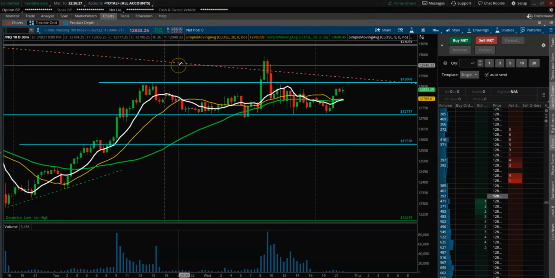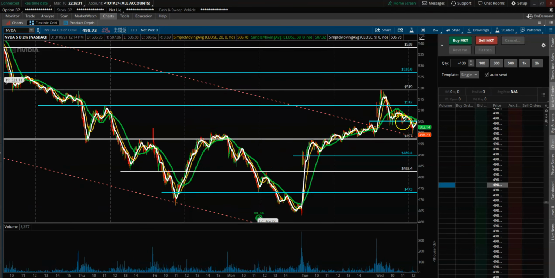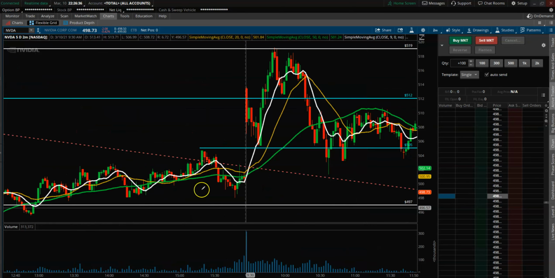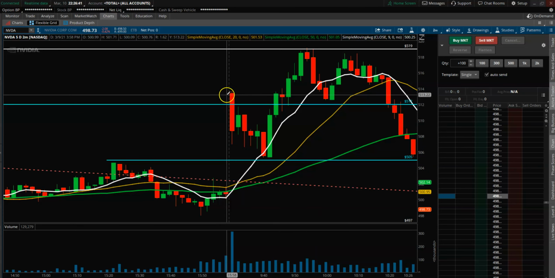Okay, so here's Nvidia. Let's dig into the 2-minute chart. I'm going to zoom in a little bit and see how we opened up. We opened up above 512. So if you don't want to trade right at open and you want to give yourself some time for the option prices to catch up and bring some liquidity into the market, don't rush in. It's fine. But focus on the price action and the levels.